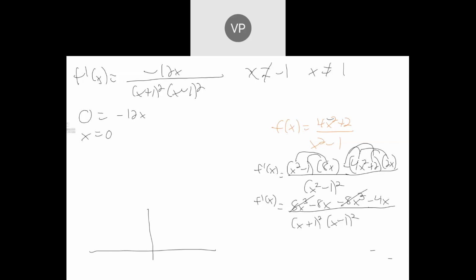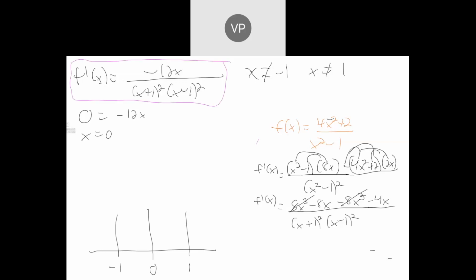So when I do the testing, here's where I have to test around all the partition points, negative 1, 0, and 1. So I have to test points. Now I'm going to show you a little shortcut here. When I test points, I'm testing them in the first derivative, right here.